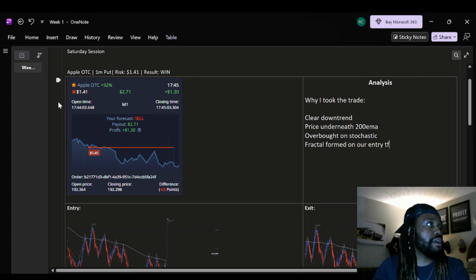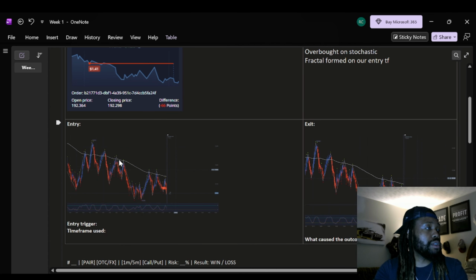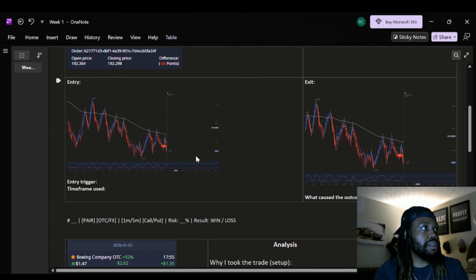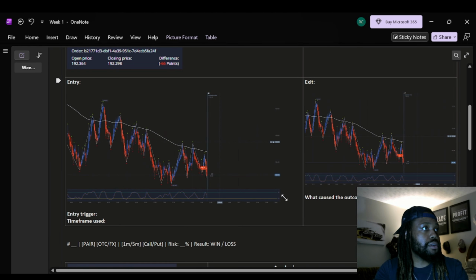Simple. Then right here it shows you open time, closing time. It shows you how the trade played out. That was a good trade. We wasn't in too much drawdown at all. As soon as that fractal formed, it just went down. You feel me? Which is what we want. So this was our entry, this was our exit. Let me make this a little bigger so I can see it.